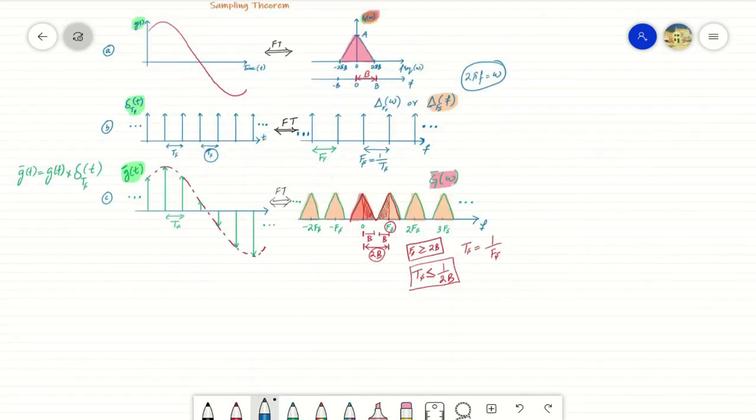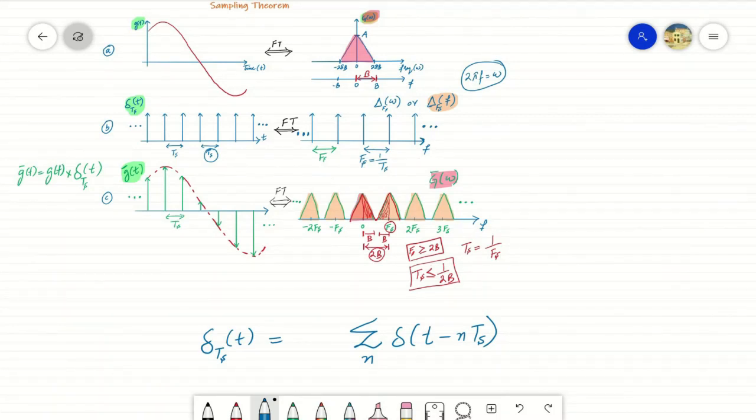The signal which was plotted in figure B was a train of impulses which we represented as delta with subscript capital T S, and it was a function of time. It has multiple delta functions, multiple impulses which are separated from each other by Ts seconds, while the index of each impulse is small n, and by adding up all of these impulses we can obtain the representation for this impulse train signal in time domain.